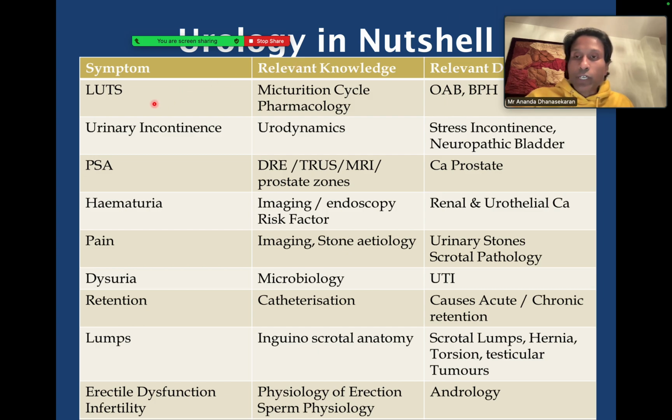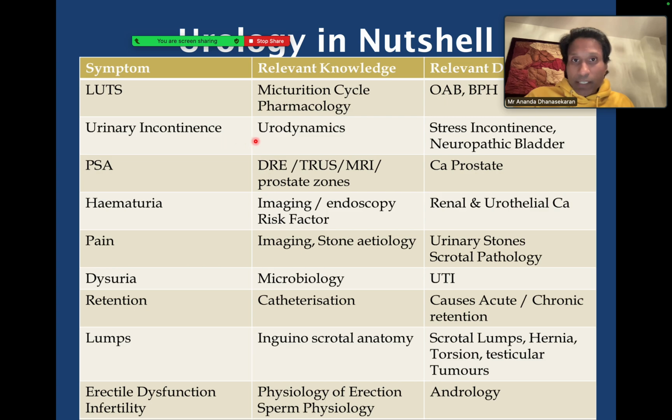So for example, urinary symptoms means you need to know about the maturation cycle and pharmacology of, say, alpha blockers, 5-alpha reductase inhibitors, and anticholinergics, which act during that phase. And from that you can learn overactive bladder and benign prostate hypertrophy.